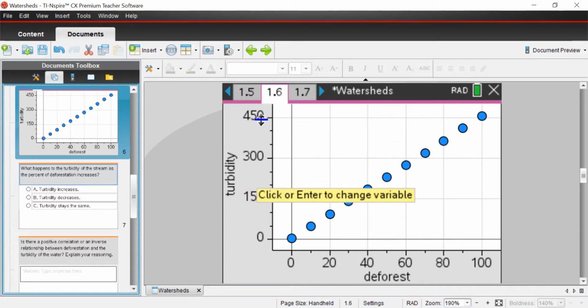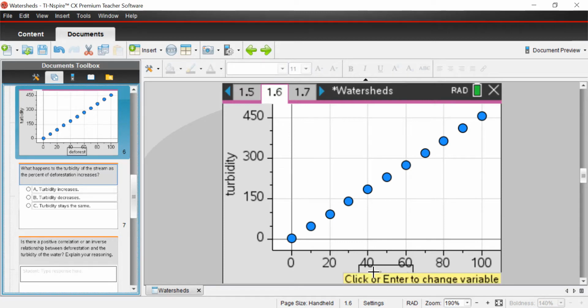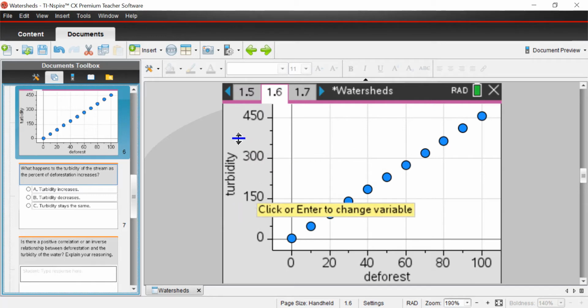So as deforestation increases, we notice that our turbidity also goes up. So as one goes up, the other goes up. And so turbidity is dependent upon how much forest is left. As you lose trees and you lose those root systems, that soil becomes loose. And whenever there's some wind or water erosion, that loose dirt gets pushed into the body of water, increasing the turbidity of that water. So turbidity is a nice measurement we can use to find out how much erosion is happening around that watershed.